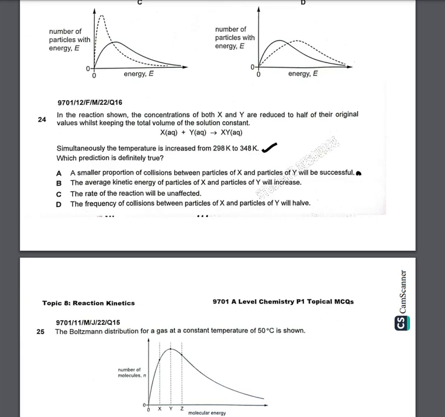The average kinetic energy of particles of X and particles of Y will increase. Definitely it's true. The average kinetic energy is definitely increasing here. More particles will be possessing energy more than the activation energy. The rate of collisions will be unaffected. It will be affected. The frequency of collision will halve. Now you have increased temperature, so this is also incorrect. So definitely B is your right answer.